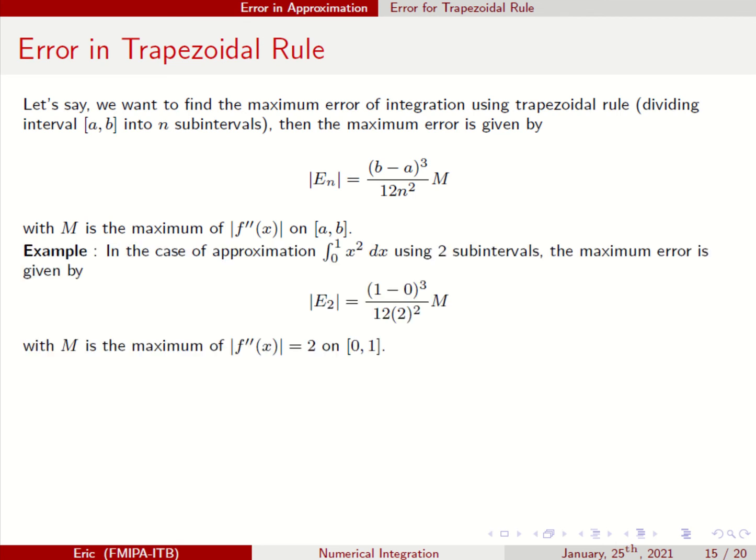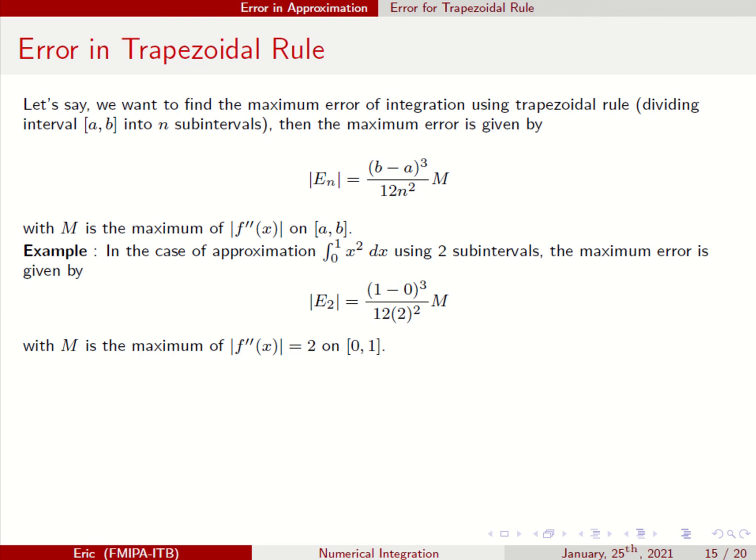Let's say in the case of approximating the integral from 0 to 1 of x squared dx using two subintervals, the maximum error is given by the absolute value of E2, which is (1 minus 0) cubed divided by 12 times n squared, with n equal to 2 subintervals, times M. What is M? M is the maximum of the absolute value of f double prime x. If I have x squared, f double prime x is 2, and the absolute value of 2 is 2 on the interval 0 to 1.